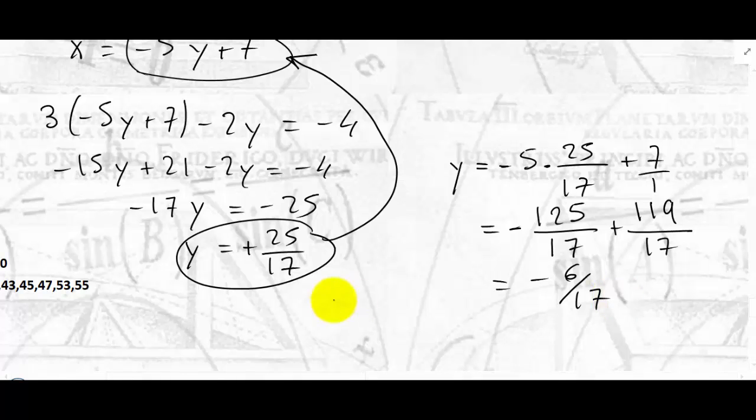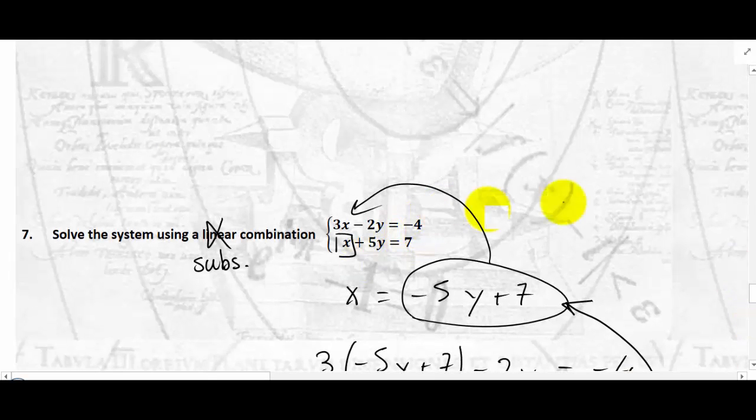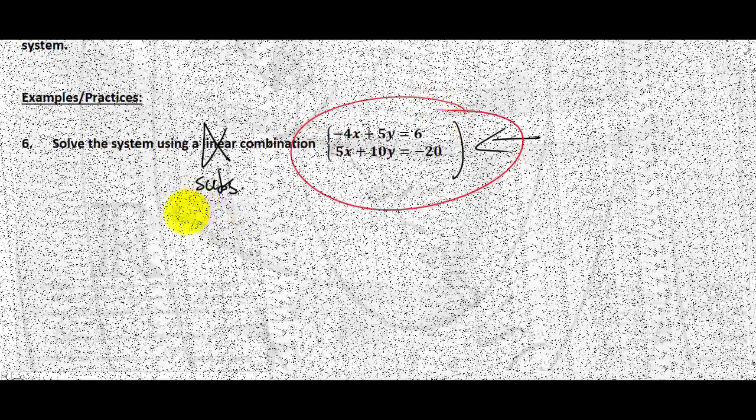Do not forget to write the solution of the system. Negative 6 over 17, 25 over 17. Okay, so this is a brief recall of the 3 methods to solve a system of linear equations. Please do the last one, which is actually example 6 right here for you, using a substitution method.